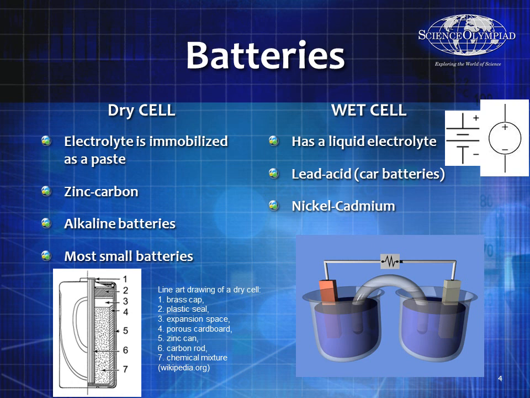Keep in mind that batteries usually break down into two types, dry cell and wet cell. Dry cell has an electrolyte which is immobilized in a paste. So this is what provides the extra holes and electrons to store the charge. A lot of times it'll be zinc carbon. You have a lot of alkaline batteries. Most of your small batteries are going to be dry cell. And what you'll notice over here is a diagram that shows everything from the brass cap all the way down to the zinc can and the carbon rod, which is used to create the different positive and negative terminals.